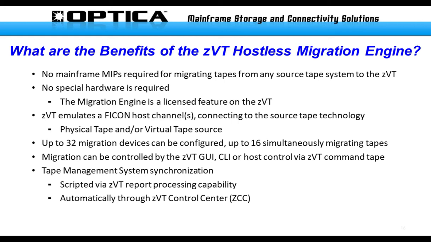No special hardware is required. Hostless migration is executed on the same ZVT that is or will be used in production. The ZVT can be in production while it is migrating tapes. It simply needs to have the license feature enabled. The ZVT emulates a host channel connecting to legacy tape systems via FICON attachment. This can be physical or virtual.